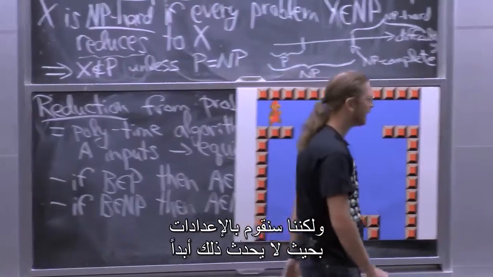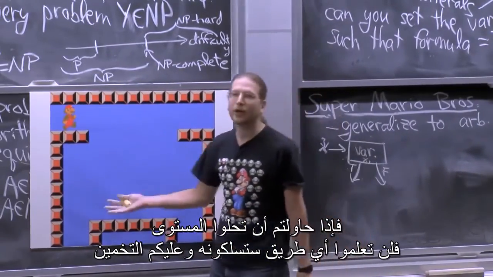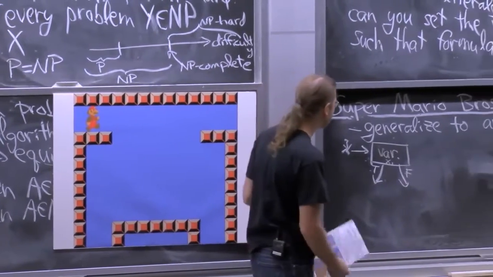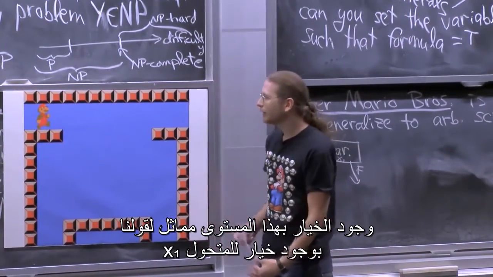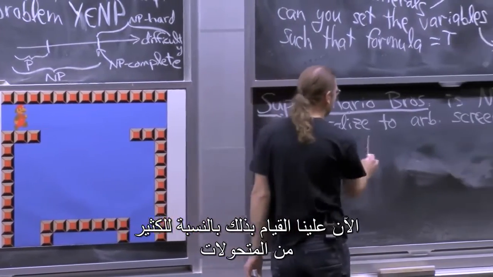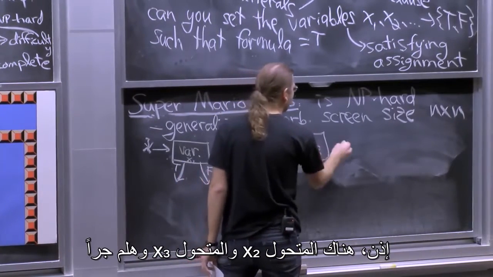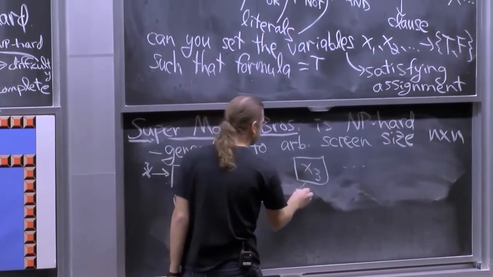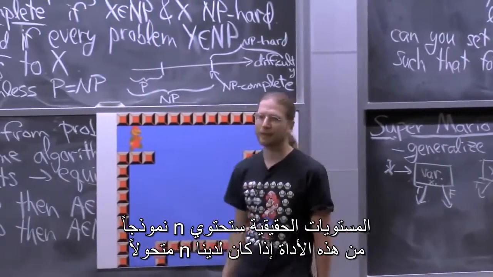But we'll set up so that never happens. If you're trying to solve the level, you don't know which way to go. You have to guess: fall to the left or fall to the right. So the existence of a playthrough of this level is the same as saying there is a choice for the x1 variable. Now, we have to do this for lots of variables. So there's the x2 variable, x3 variable, and so on. Each one has a true exit and a false exit. So the actual level will have n instances of this if we have n variables.